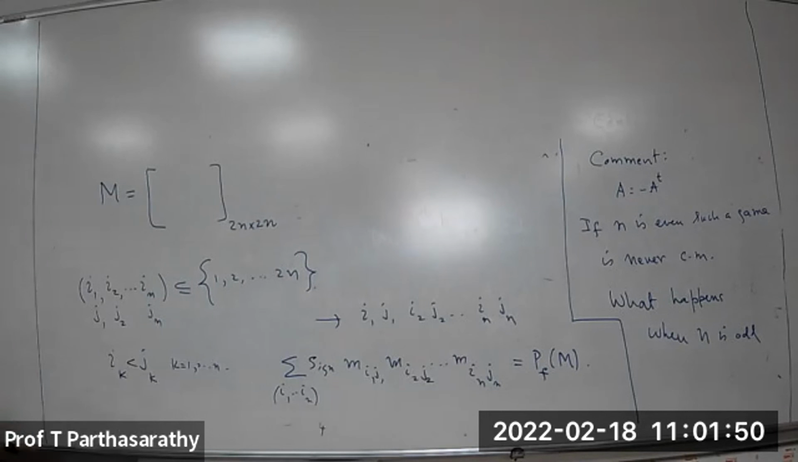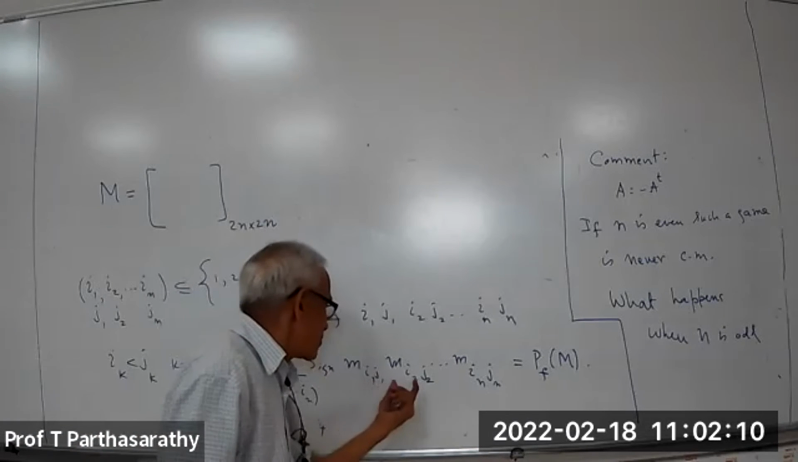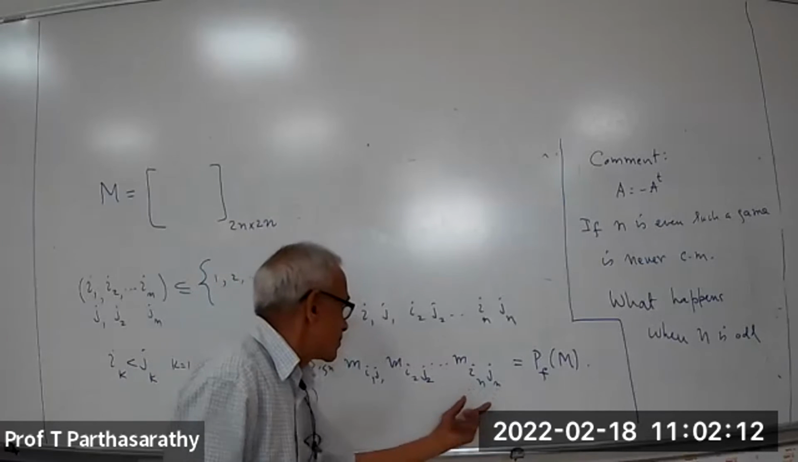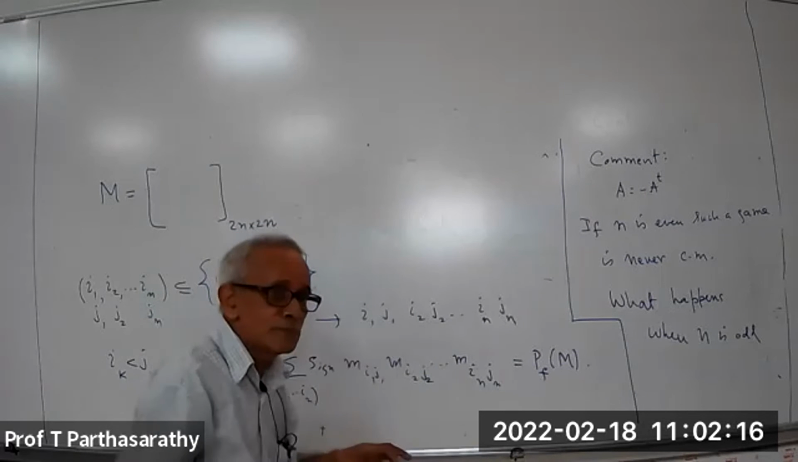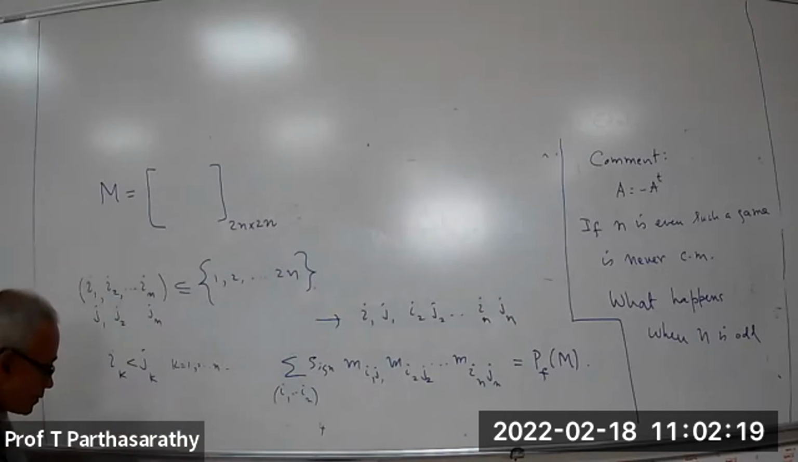So you have an even order matrix. I pick n integers from this, and then I'm attaching J1, J2, ..., Jn with I1, I2, ..., In, with the only condition that Ik should be less than Jk for all k equal to 1 to n. Now what I do is I multiply these elements m I1 J1, m I2 J2, etc., m In Jn. Now the sign of this is determined by the sign of this permutation. Okay. And then add over all such possible things.